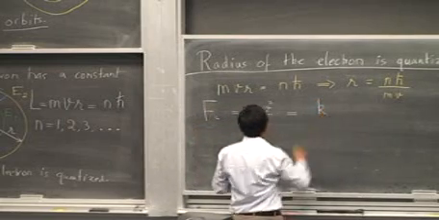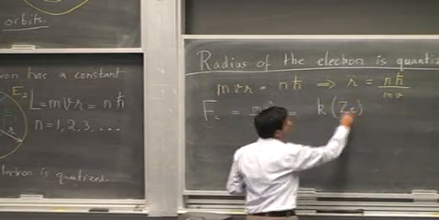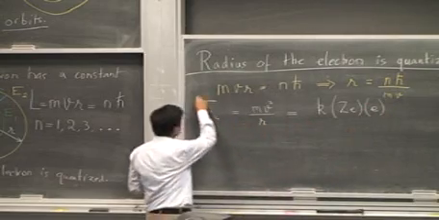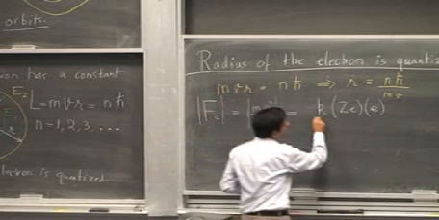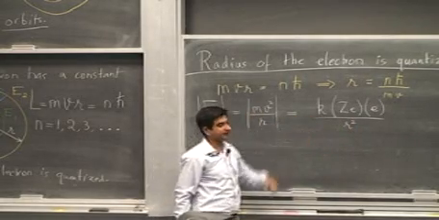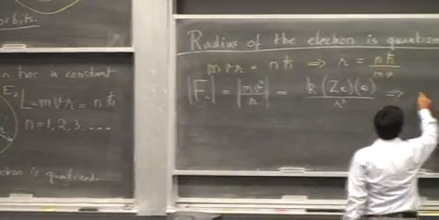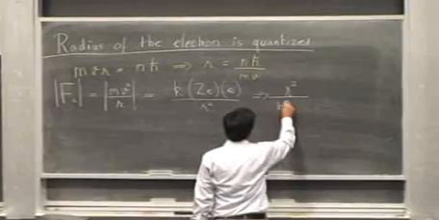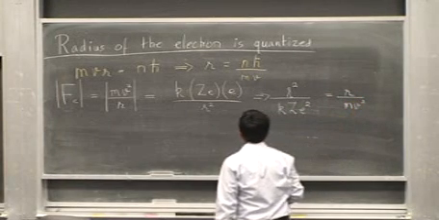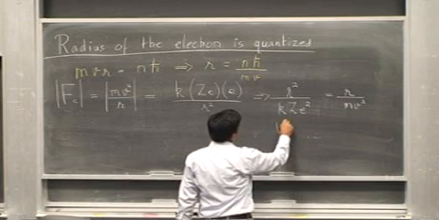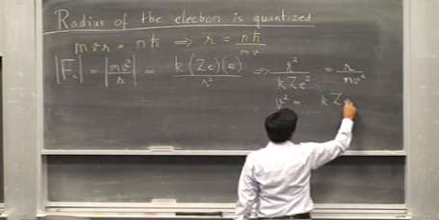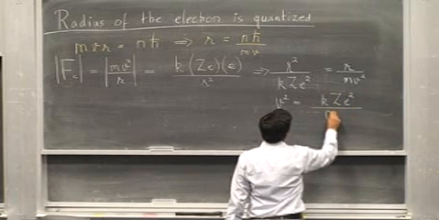Coulomb's law is k, one charge is Ze, the other charge is e. We're talking about the magnitude here, over r squared. So mv squared over r is given by this expression, which means that r squared over kZe squared equals r over mv squared, which also means that v squared equals kZe squared over mr.